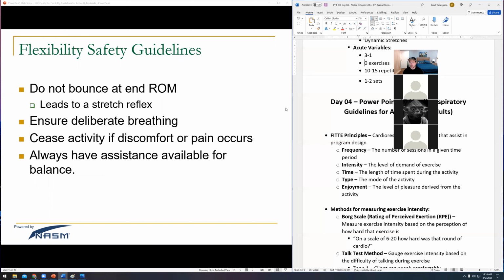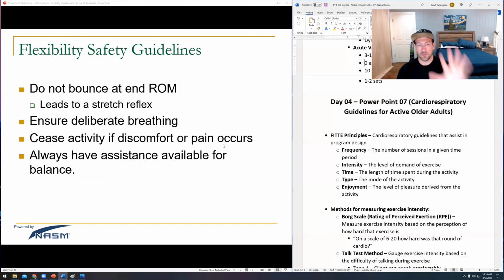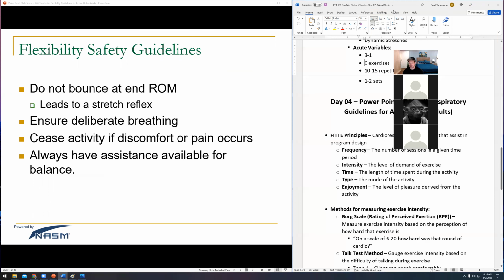All righty. So don't bounce at the end range of motion. That leads to a stretch reflex. Again, I cannot stress this enough. Do not bounce.